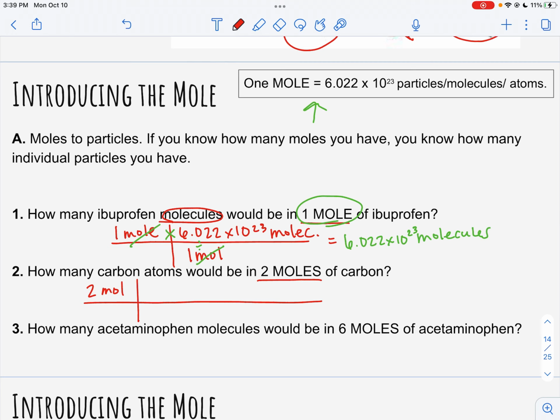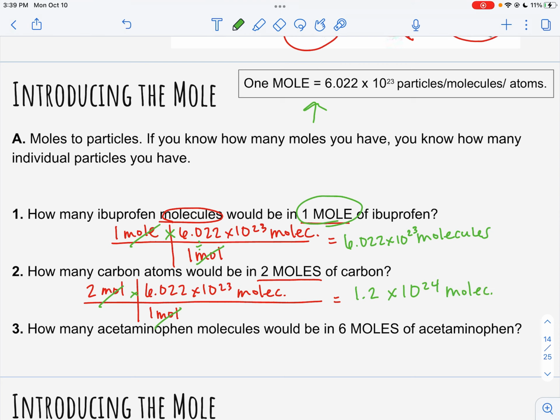So 2 moles is what I was given. That's what I'm going to write down first. Since I have moles on top, I know I want moles on the bottom, and that's always equal to 6.022 times 10 to the 23rd molecules. So now I'm just going to multiply the top, divide by the bottom, so you end up with 1.2 times 10 to the 24th.